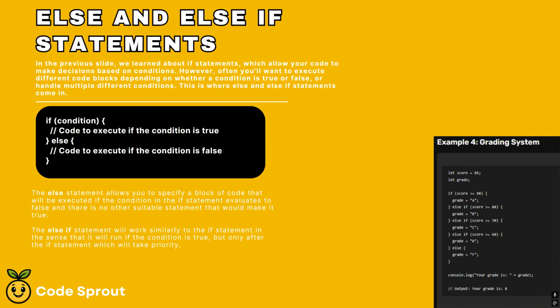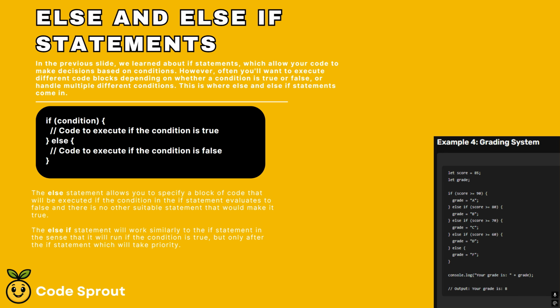The else statement allows you to specify a block of code that will be executed if the condition in the if statement evaluates to false and there are no other suitable statements that would make the condition true. The else if statement will work similarly to the if statement in the sense that it will run if its condition is true, but only after the if statement, which will take priority.